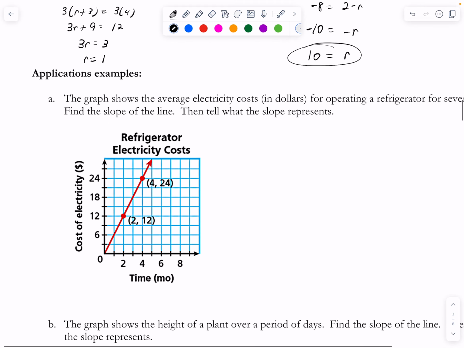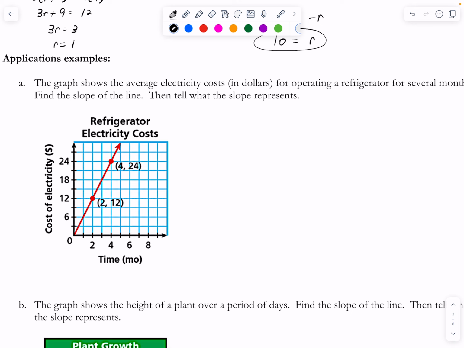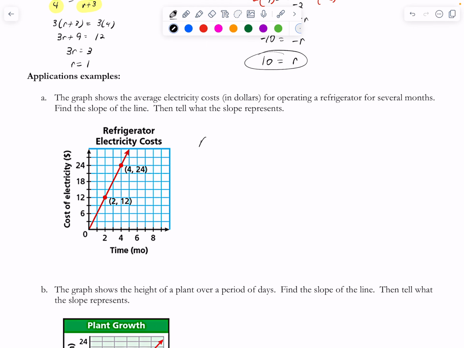All right, let's do a couple of application examples. So they give us this graph of time on the x-axis in months and the cost of electricity for refrigerators in dollars. So what I'm going to do is use the points they gave me to find the slope, which is going to be the change in my y, so 24 minus 12 over the change in my x, 4 minus 2. If you wrote 12 minus 24 over 2 minus 4, that's fine. You get the same slope. This is going to be 12 over 2, which is 6.